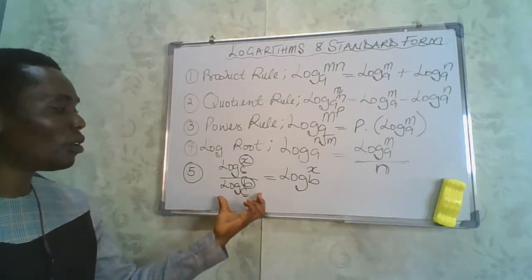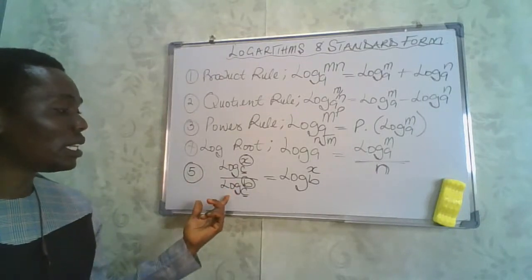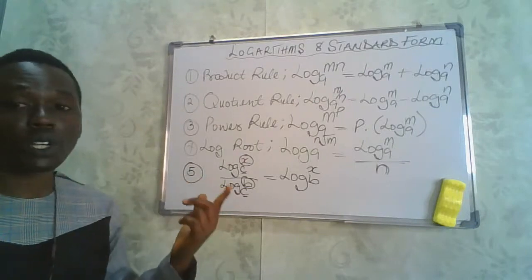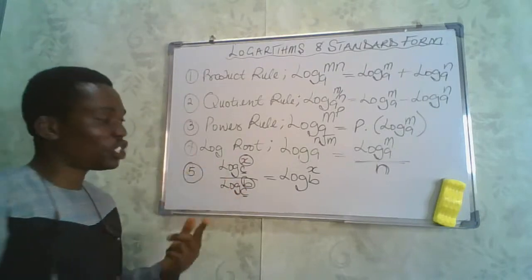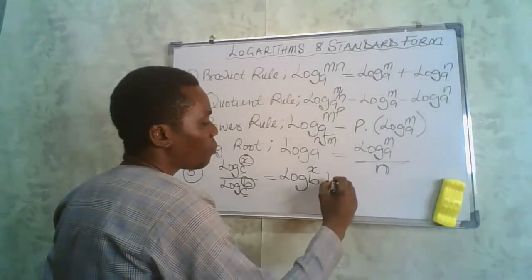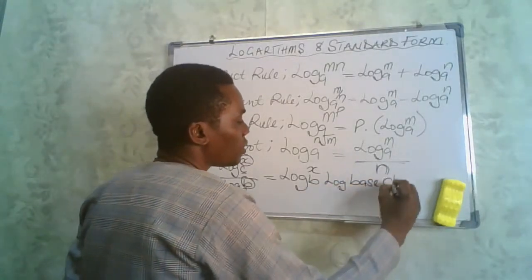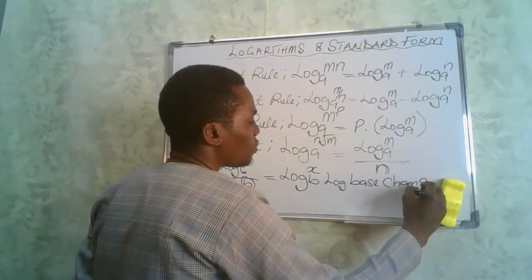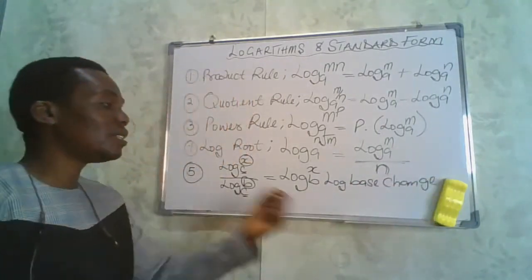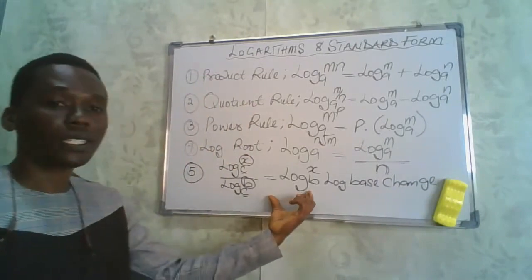Now, if you have a log in which you have the same base, that means you can apply this log base change. We call it the log base change rule. So you can apply this rule in order to get a solution.